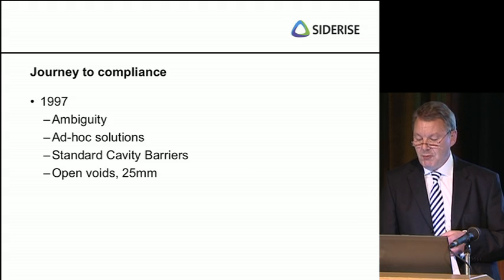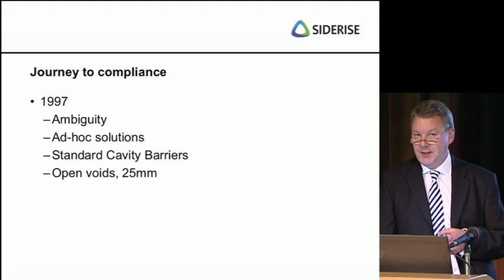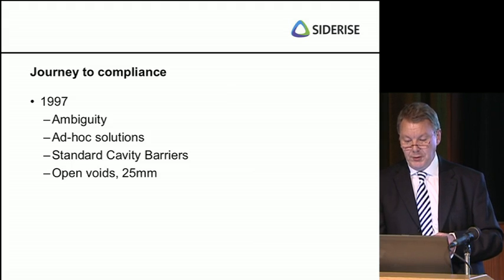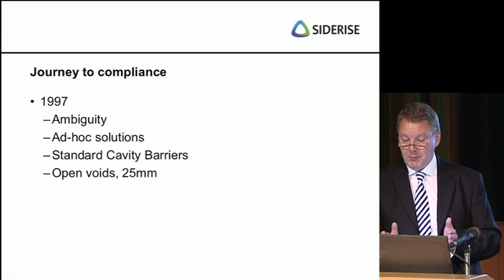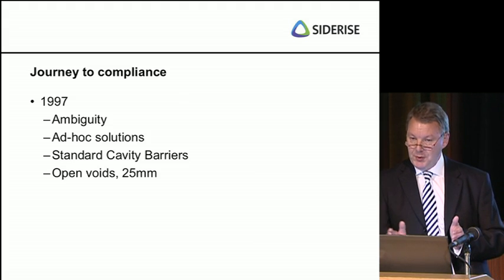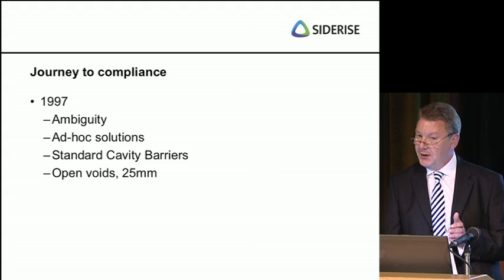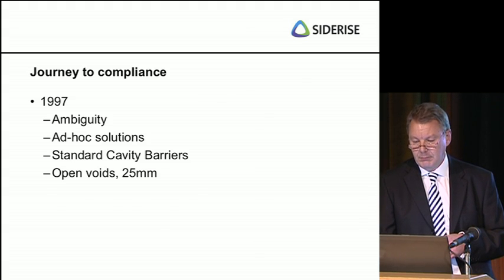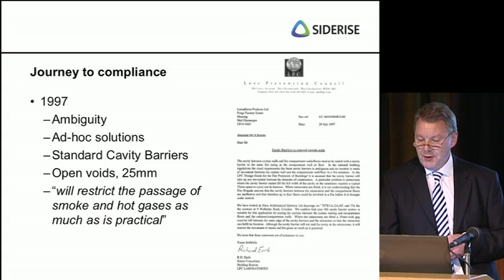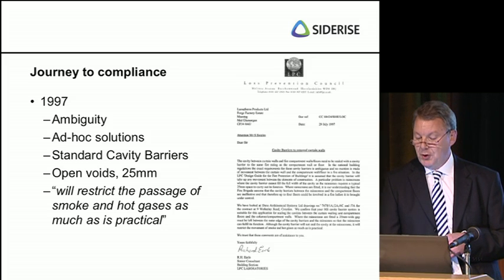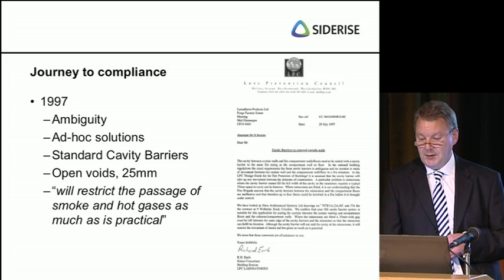Cavity barrier systems remained ad hoc and included the use of standard fire stop materials that were usually installed to fully seal a cavity, but for rain screen applications were installed at a reduced width to maintain a clear, open, nominal 25mm continuous ventilation gap. The advice at the time was that this arrangement would restrict the passage of smoke and hot gases as much as practical.